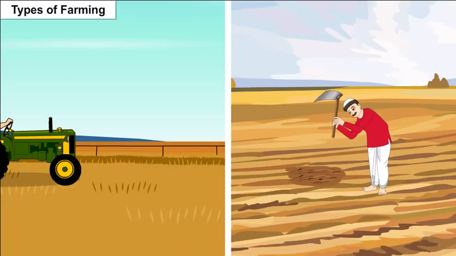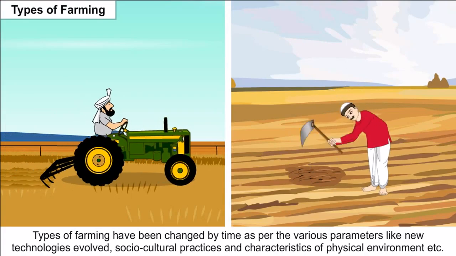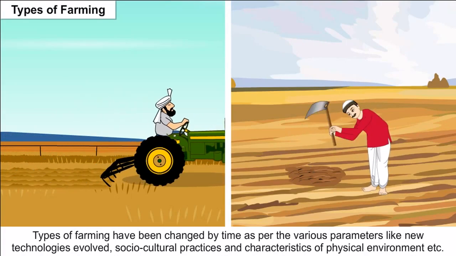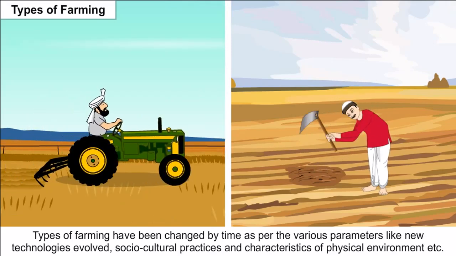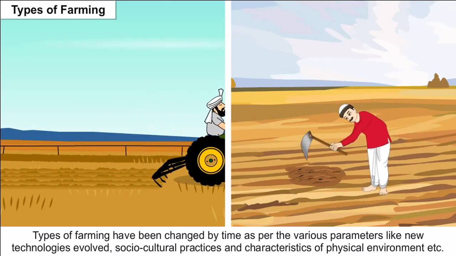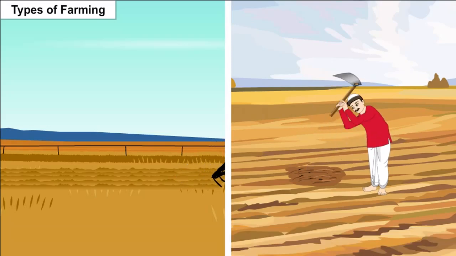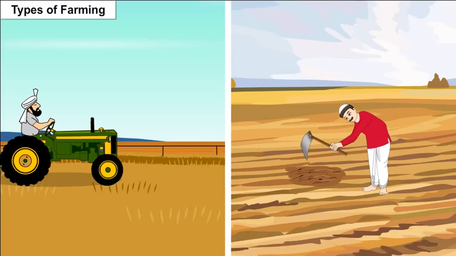By agriculture, we not only get food grains but also get some raw materials for various products. Types of farming have changed by time as per various parameters like new technologies evolved, socio-cultural practices and characteristics of physical environment, etc. In India, different farming systems are practiced. Let us know about them.